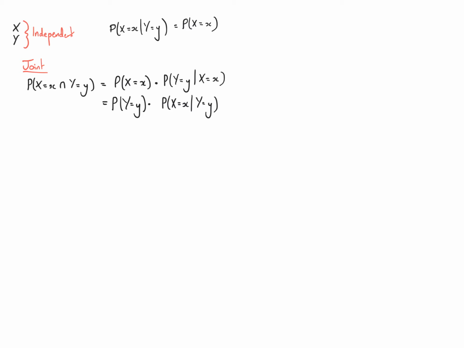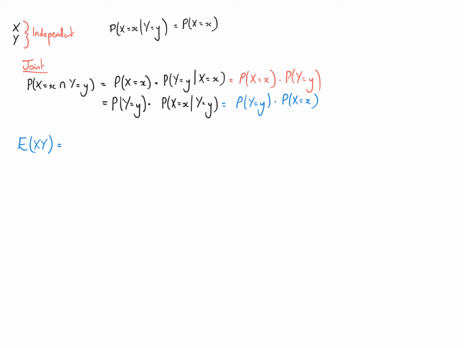So we can rewrite this as being equal to the probability that x is equal to x times the probability that y is equal to y, or this is equal to the probability that y is equal to y times the probability that x is equal to x. So if two random variables are independent, then the joint probability is just equal to the product of the two marginal probabilities. Now, we're going to use this joint probability here to write down the expectation of xy.